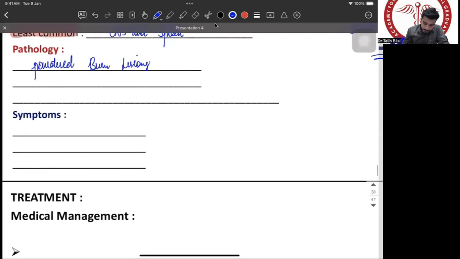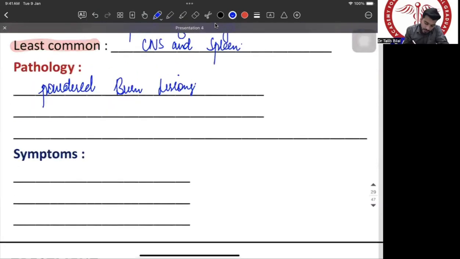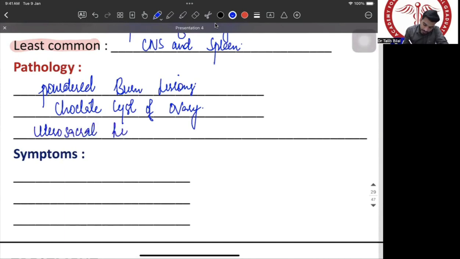Let's move to some other pathological features. We have the second one, chocolate cyst of the ovary, and endometriosis can also be found in the uterosacral ligaments. So on examination we have uterosacral ligament nodularity.